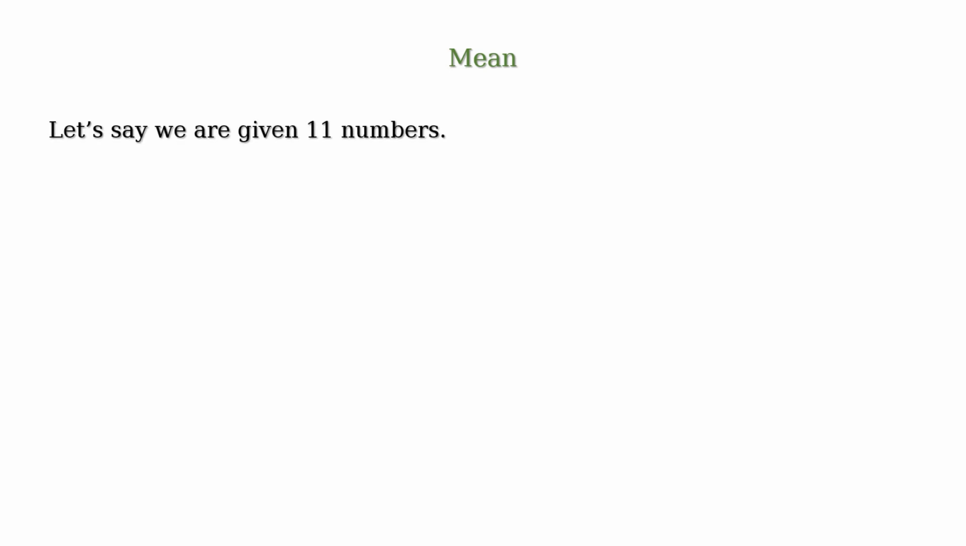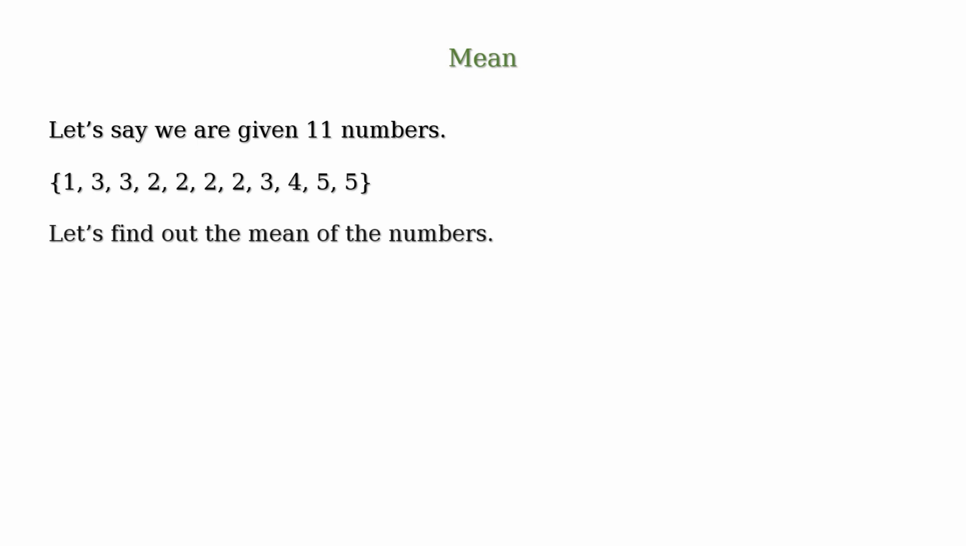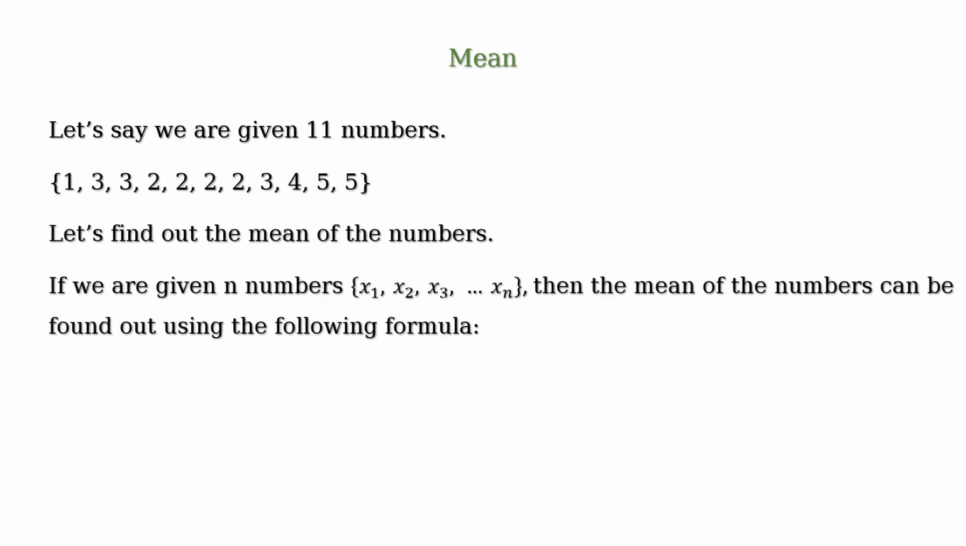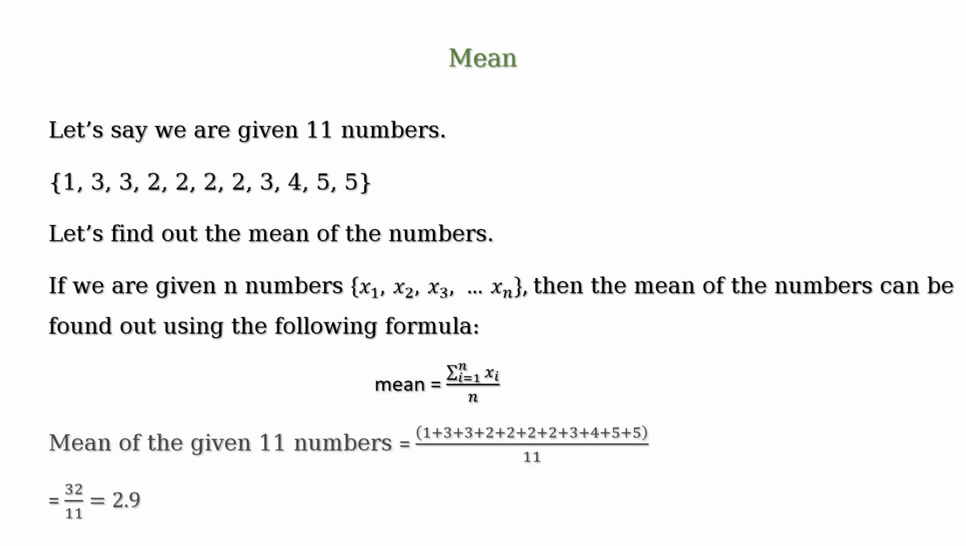Let's say we are given 11 numbers and we want to find out the mean of the numbers. If we are given n numbers x1, x2 to xn, then the mean of the numbers can be found out using the following formula. Mean is equal to summation from i is equal to 1 to n of xi by n. Therefore, the mean of the given 11 numbers will be 2.9.